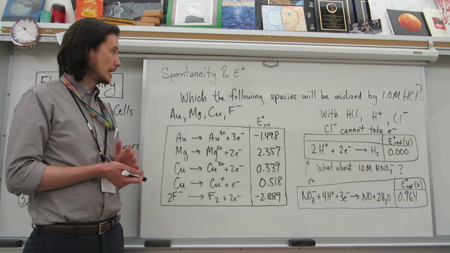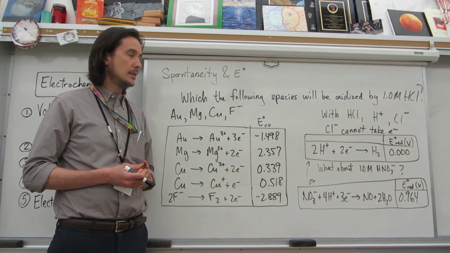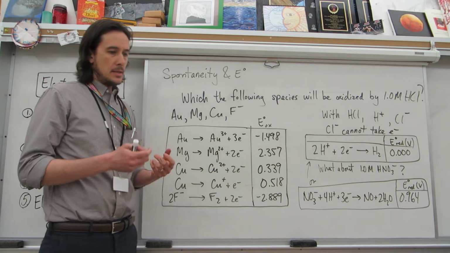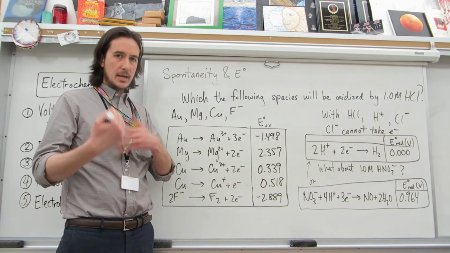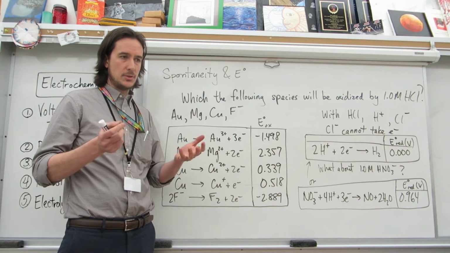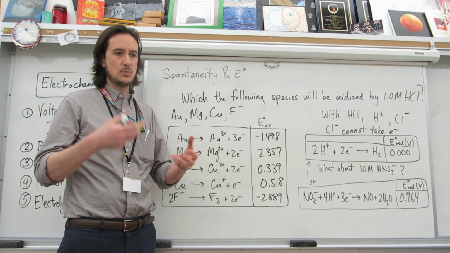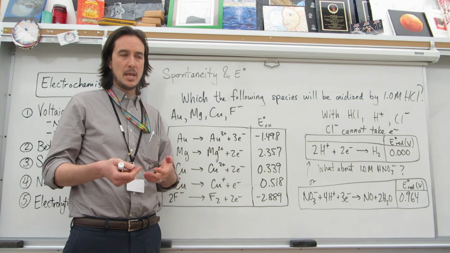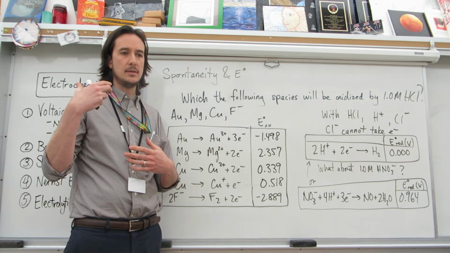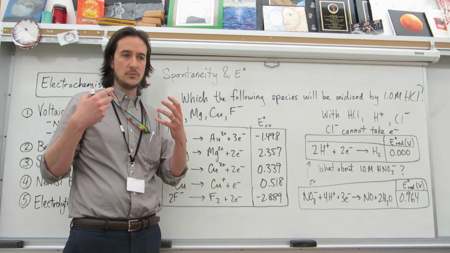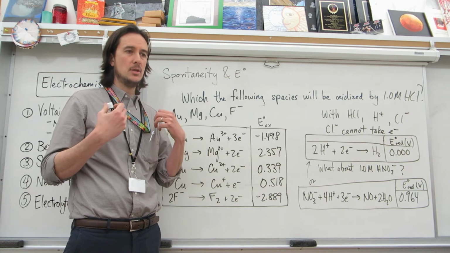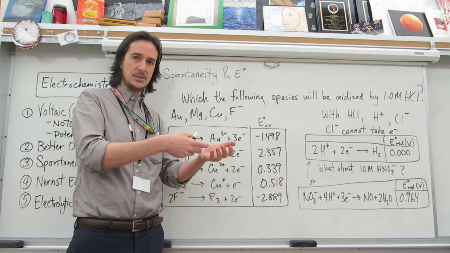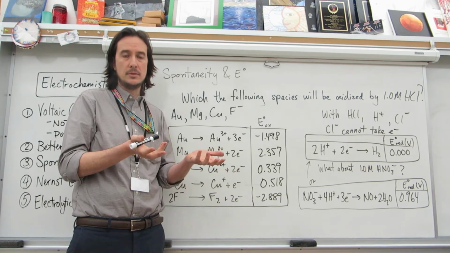So looking at spontaneity and standard potential. You're going to be dealing with an oxidation and a reduction, right? You're thinking about some reaction where something's oxidized, something's reduced. You look at the table and you figure out what the reduction potential is of the reduction half reaction. You figure out the oxidation potential for the oxidation half reaction, and you add them together.